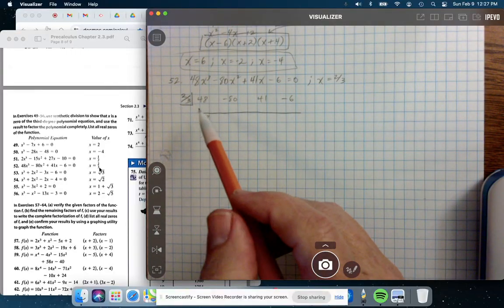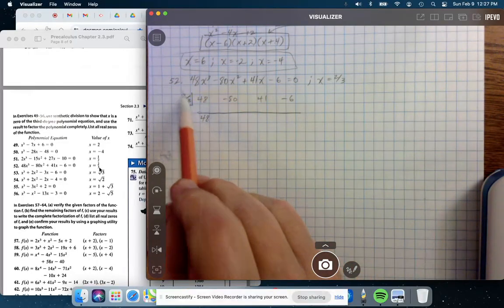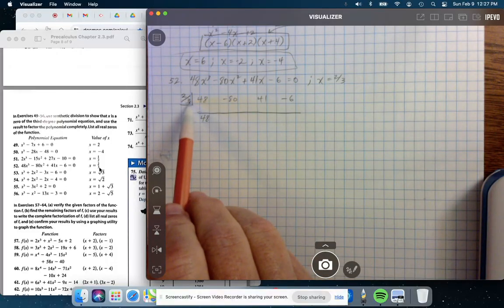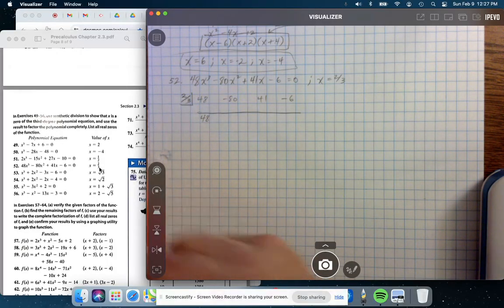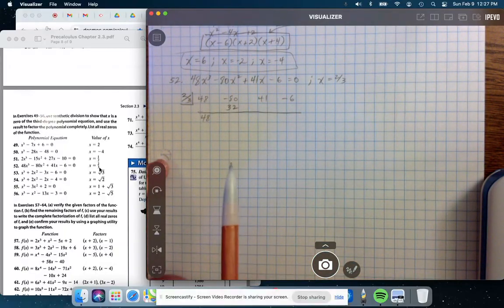2/3 of 48. The quickest way is to take 48, divide by 3, if you're doing it without a calculator, I mean. So 48 divided by 3, I believe, is 16. 16 times 2 is 32. So let me show you how I did that again.